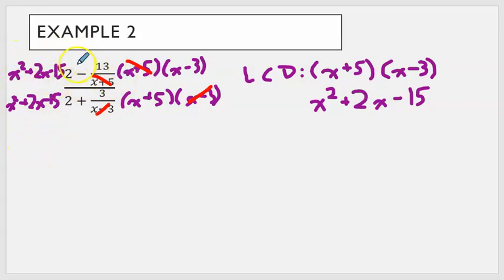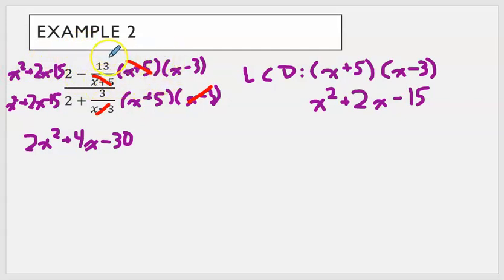So in my numerator, I'm going to have 2x squared plus 4x, and then minus 30. So that all comes from this product of 2 times the trinomial here.